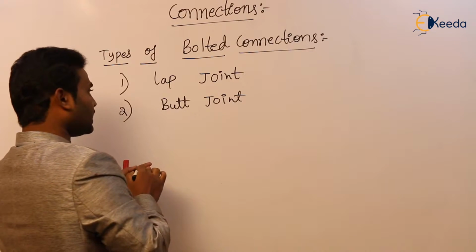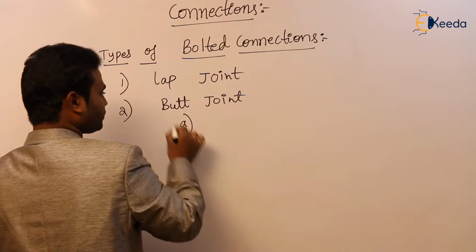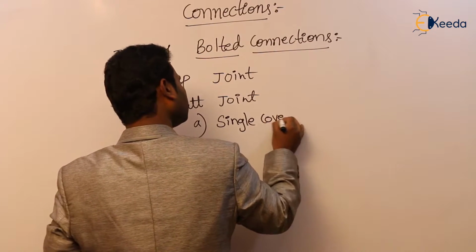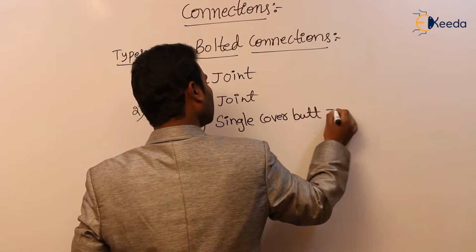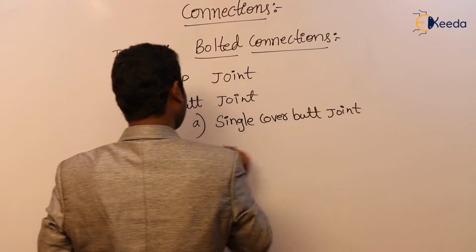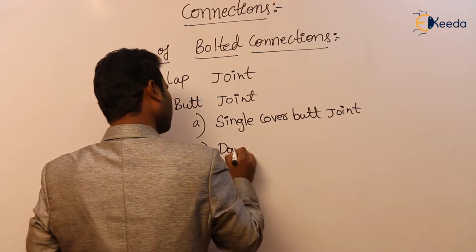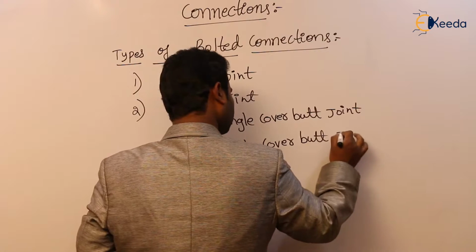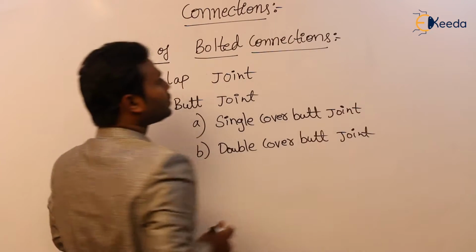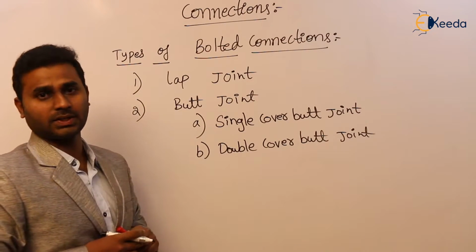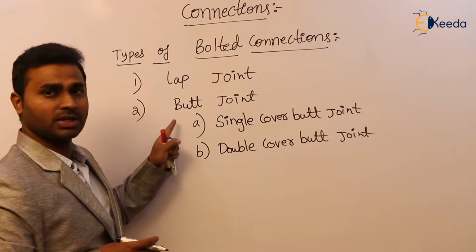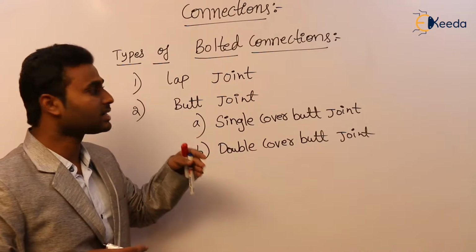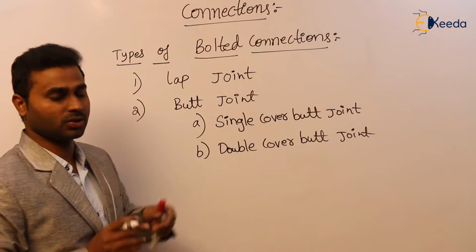In the butt joint, again there are two types. One is the single cover butt joint, and the next is the double cover butt joint. So these are the types of bolted connections. Clear? Lap joint, butt joint, and in the butt joint, the single cover and double cover butt joints. Now let us start the discussion of the lap joint and then the butt joint in detail.